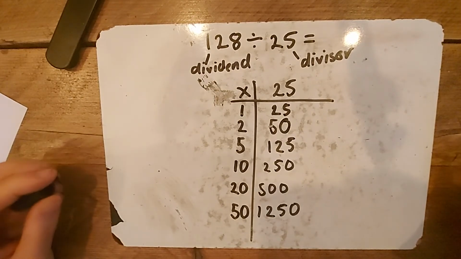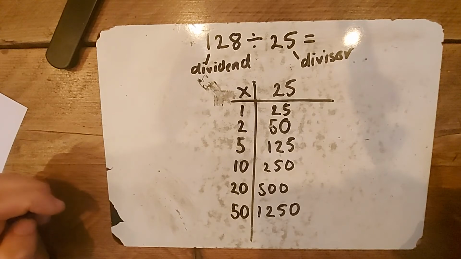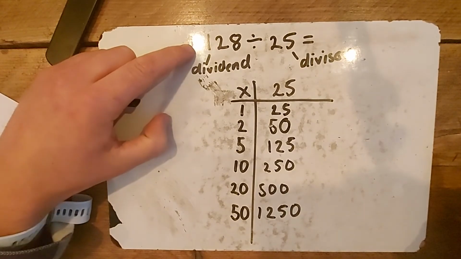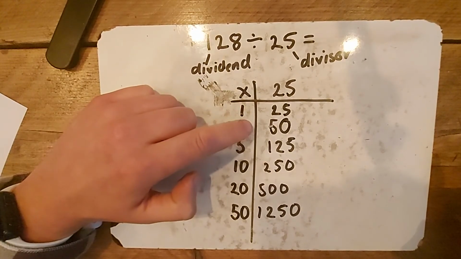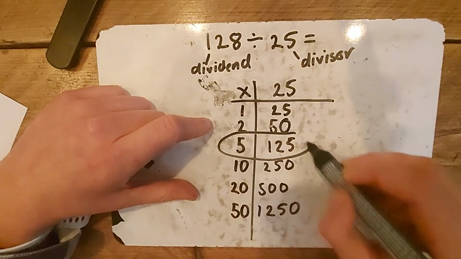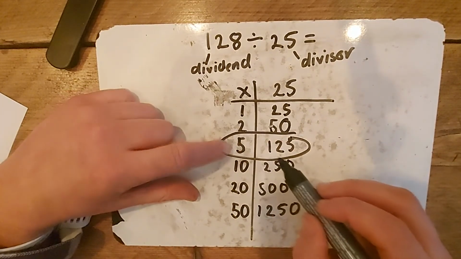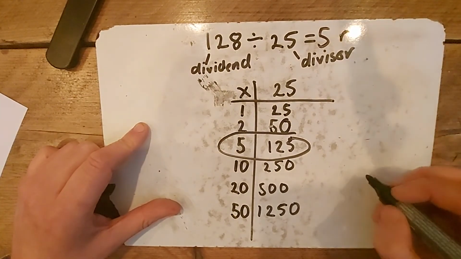So now, remember, I'm onto the 4th step now, and I'm looking for a number that is very close to my dividend, but slightly smaller. Close, but slightly smaller. 25, 50, no. Oh, that's very close and it's slightly smaller. So I'm circling that. Remember, that isn't the answer, the 5 is. So there we go, but now we need to find the remainder.